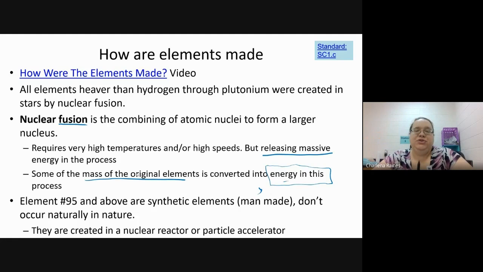Typically, scientists would use what's called a particle accelerator to speed up particles to very, very high speeds and slam them against other particles. They look to see what sticks and what comes from the resulting collision. And that is how they've actually created and synthesized all of the elements above number 95.